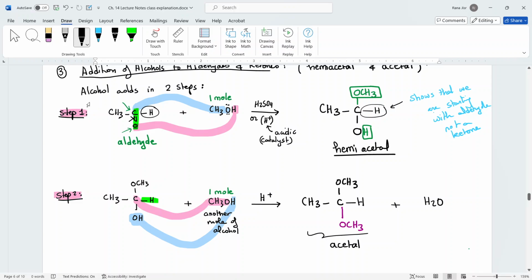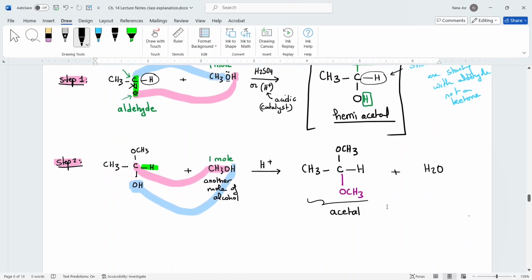So my first step makes the intermediate of the reaction. That hemiacetal is the intermediate of the reaction. It's not the product if I'm using more than 1 mole of the alcohol. It is the product if I'm using 1 mole; then I need to stop at the hemiacetal. But if I'm using another mole, then I'm going to take the hemiacetal, react it with another mole of the alcohol in presence of an acid, and then replace that OH by the OCH3 and create the water as a byproduct. And that is going to be my acetal.